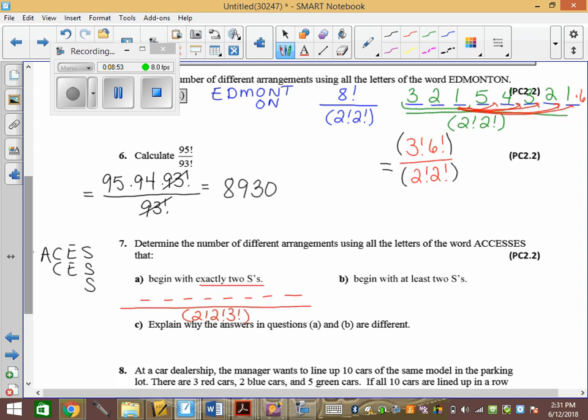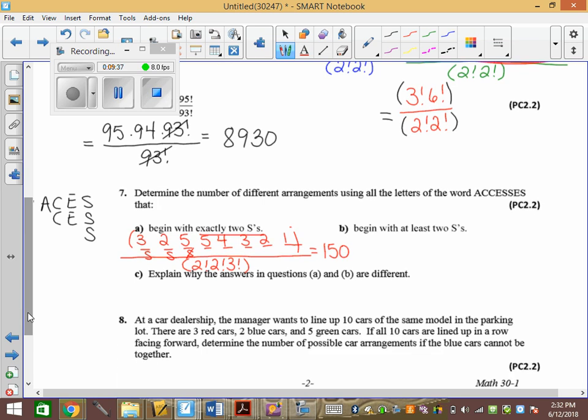Now, begin with exactly 2 S's means the first 2 need to be S's, but the third one can't. So I have S, S, no S. So I have 3 options, 2 options. How many are not S's? 5. Then how many do I have left? 5, 4, 3, 2, 1. And when you do that, what do you get for an answer? It should be small. 150? It's not 180.